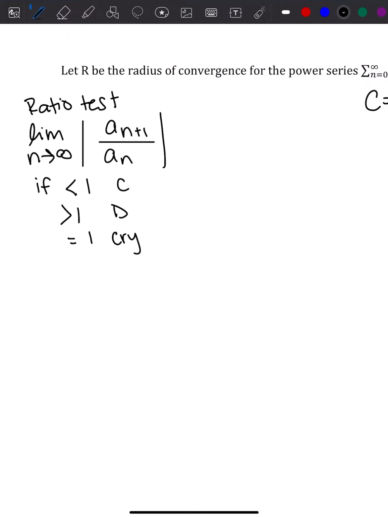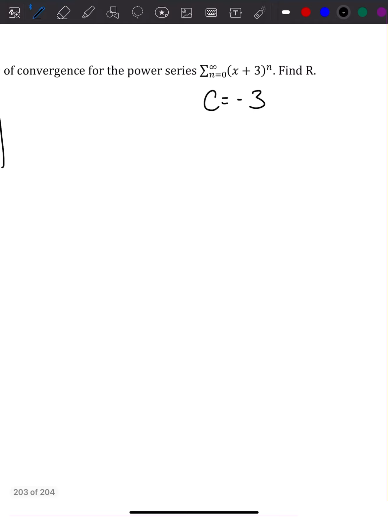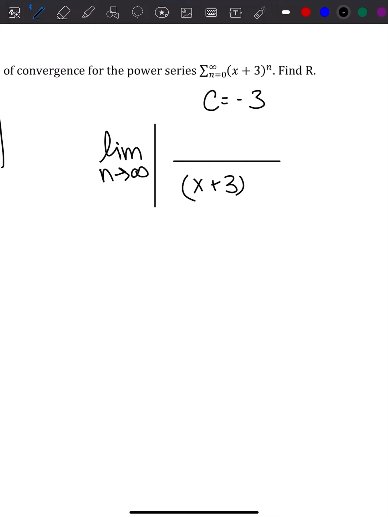A lot of times we're going to be doing the ratio test and then assuming that we are converging, and that's what's going to give us this radius. So I have the limit as n approaches infinity of, I need this division, so I need the current thing that I have, x plus 3 to the n power, and then I'm going to have the n plus 1 on top, so I have x plus 3 to the n plus 1 on top.